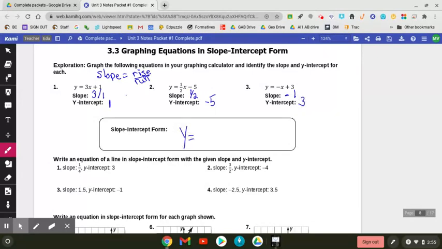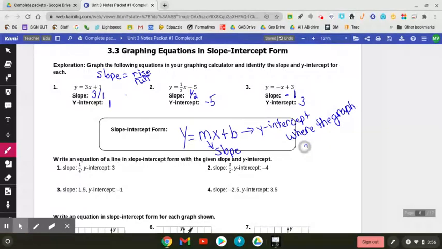Y equals mx plus b is our important equation because remember, m always stands for slope and b is always the y-intercept, which is where it crosses the y-axis.